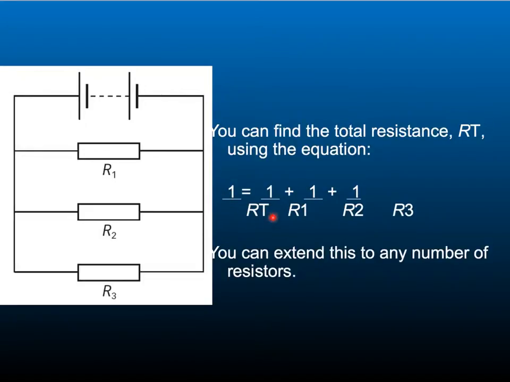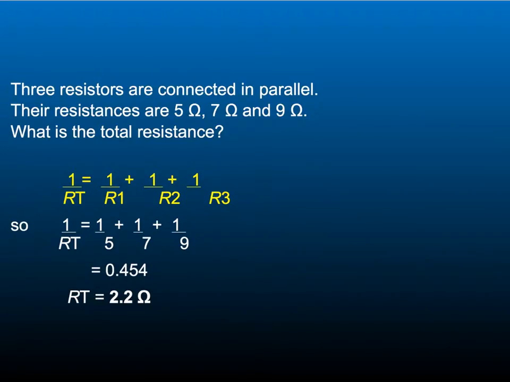You've got 1 over RT equals 1 over R1 plus 1 over R2 plus 1 over R3 plus 1 over R4 plus 1 over R5 and so on for however many resistors you have that are connected in parallel. Okay, so in this example, we've got 3 resistors in parallel. One's 5 ohms, one's 7 ohms, and one's 9 ohms.